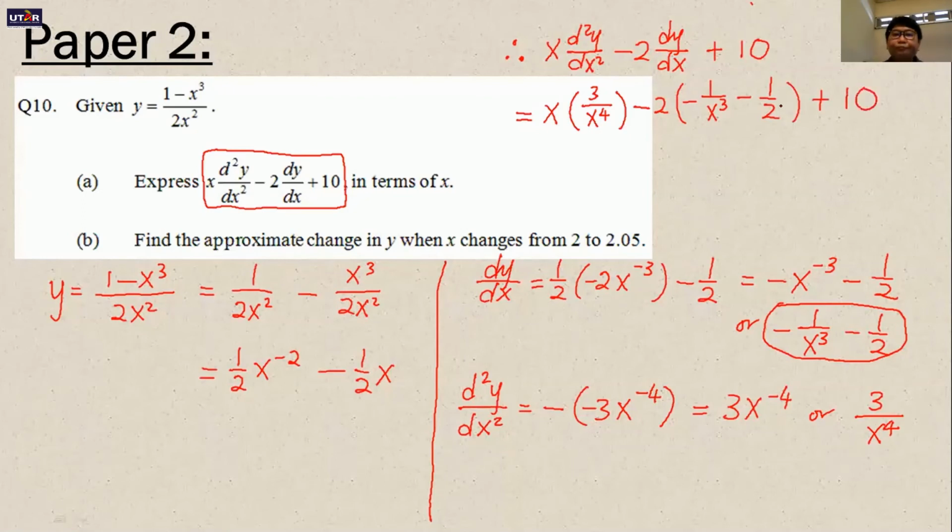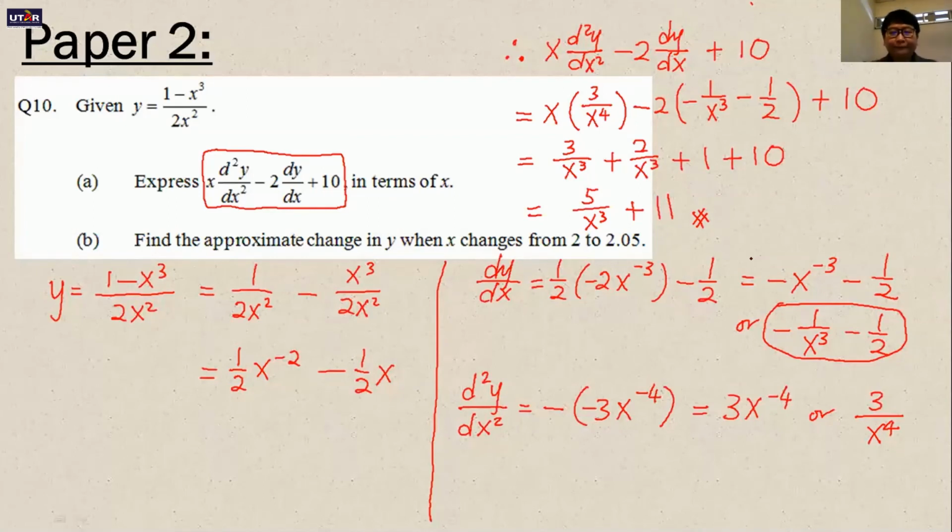Right? So simplify it. The x cancel with x power 4. We have over power 3. Right? 3 over x power 3, minus become plus. Then minus become plus again. So 2 times half, we got 1 and plus 10. So the final answer, 3 over x power 3 plus 2 over x power 3, we have 5 over x power 3. So 10 plus 1, we have 11. So this is the answer for part A, right? For part A. Okay.